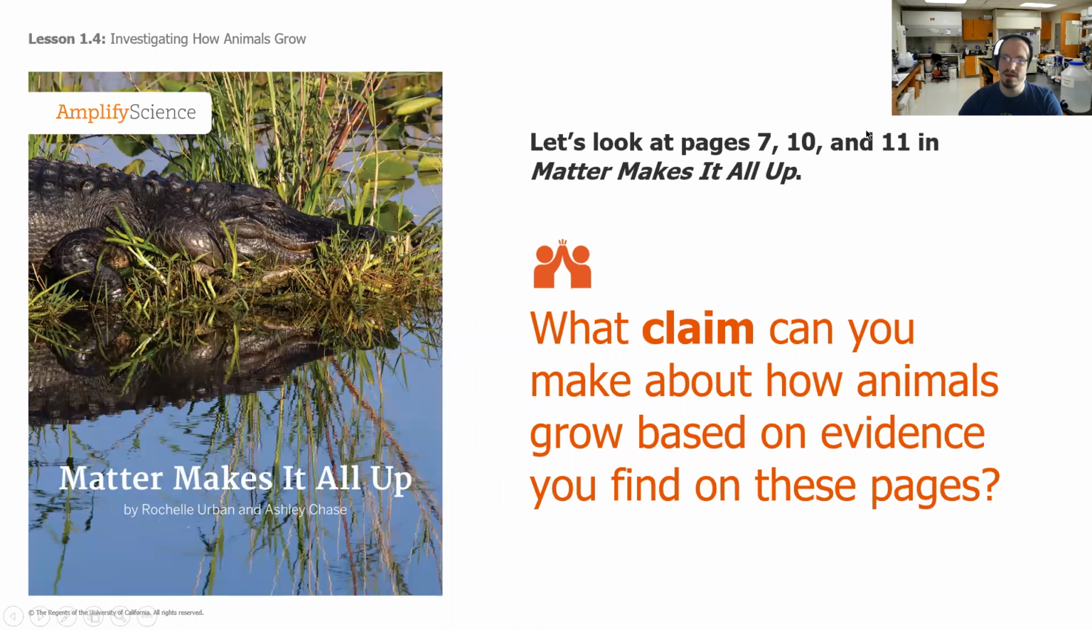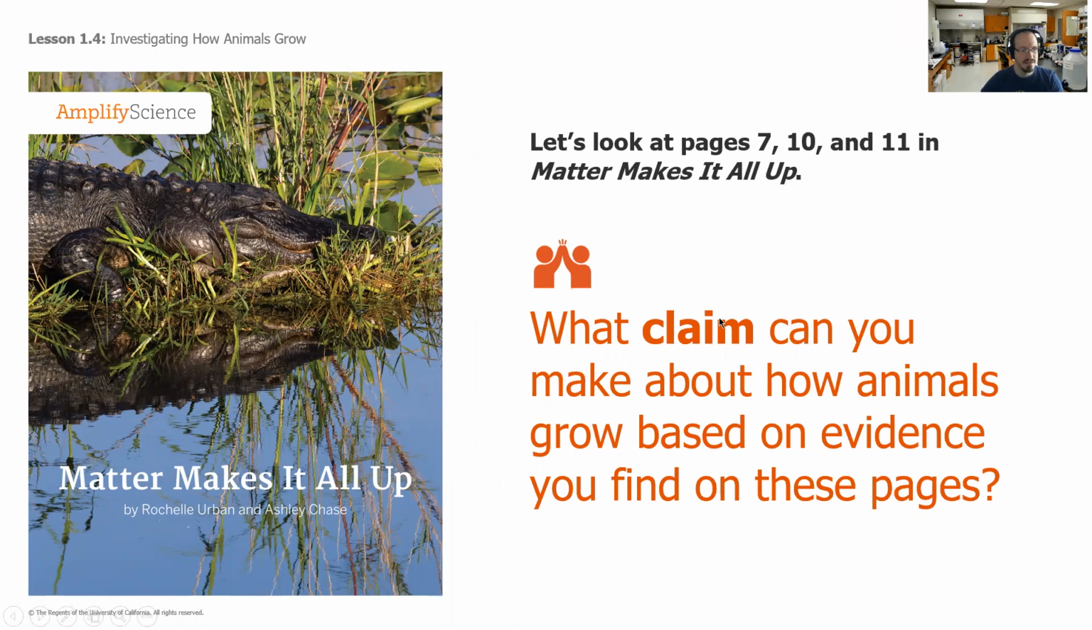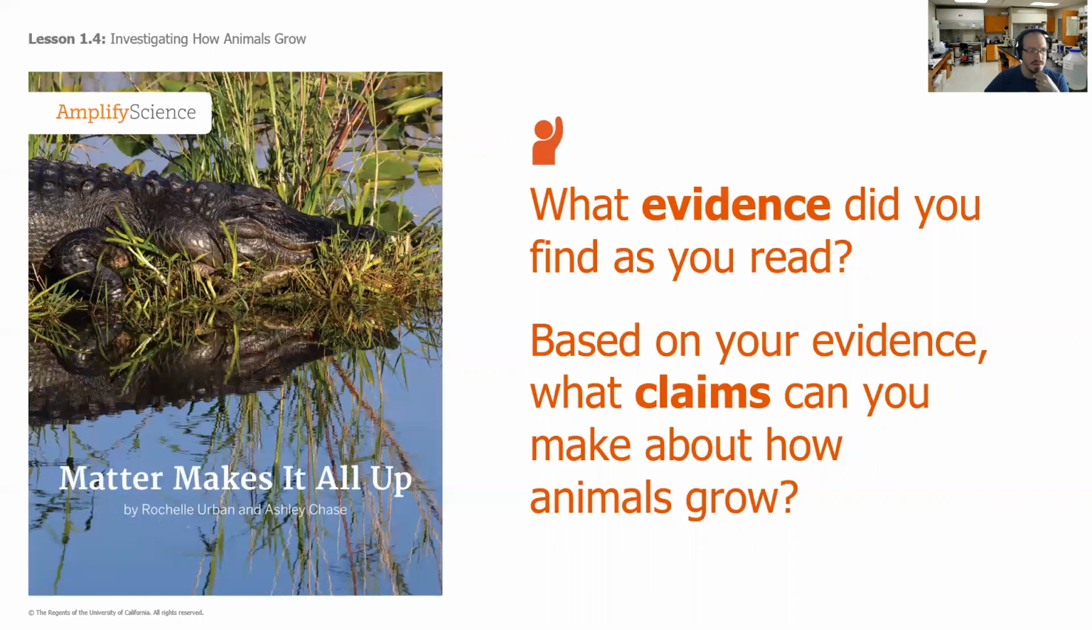So take a quick look at pages 7, 10, and 11 in the book. And based on those pages, what claim can we make about how animals grow based on evidence? Right, so in order to figure that out, what evidence did you find as you read the book? You should have found several pieces of evidence in there, so write as many as you can in the box up to the right. And then based on that evidence, what claims can you make about how those animals grow?